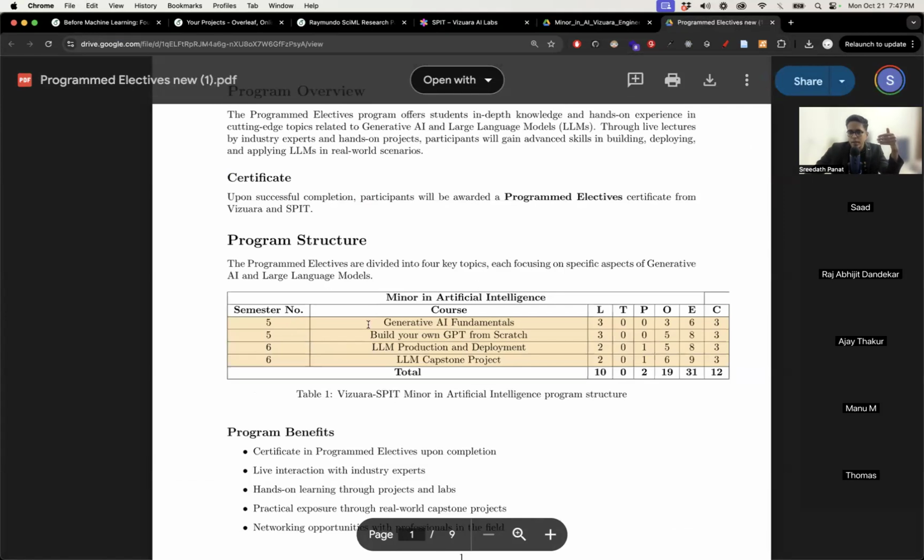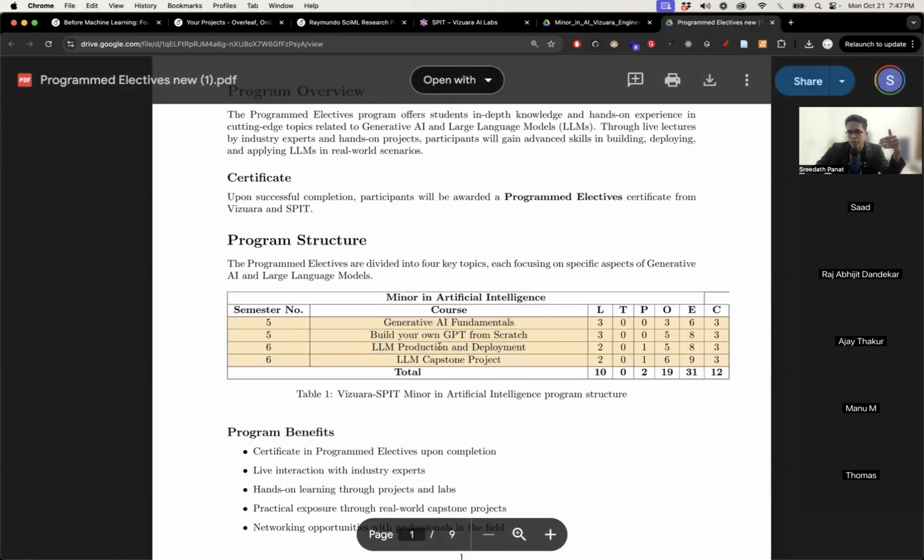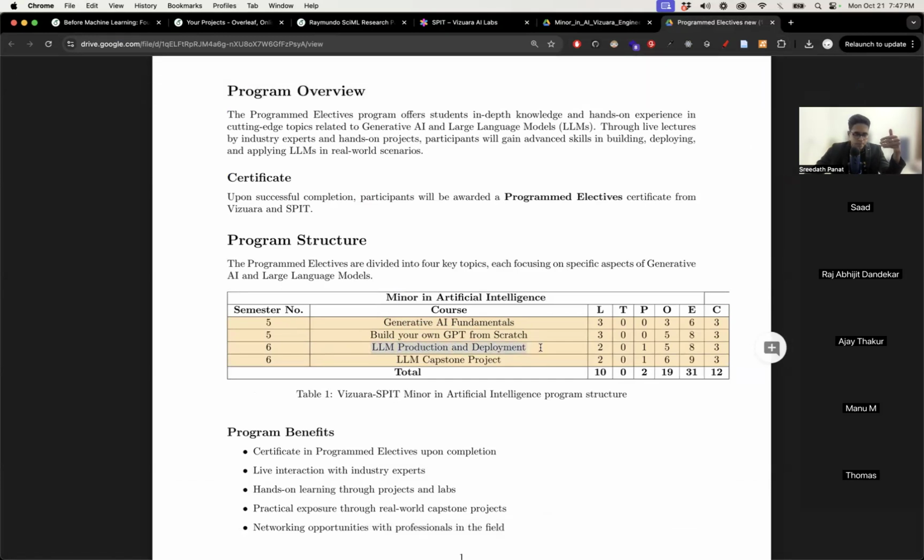So here we'll be covering generative AI fundamentals, building GPT from scratch, LLM production and deployment. So here is where you will actually build your own GPT, which is almost like production level. You will do a little bit of fine tuning. Then we'll also have a very big capstone project, and this project alone is one single course. So these are also 4 courses, but these courses do not have a similar order as that of the minor. People can take these courses at any point of time.